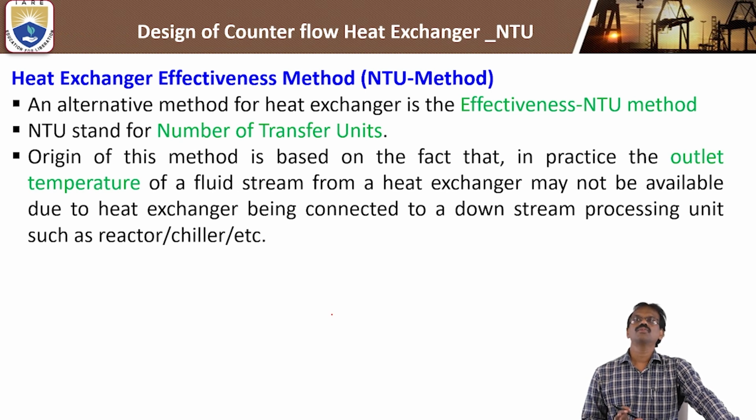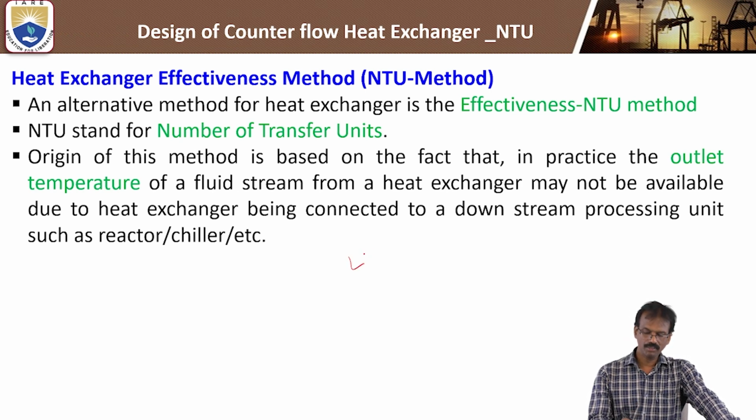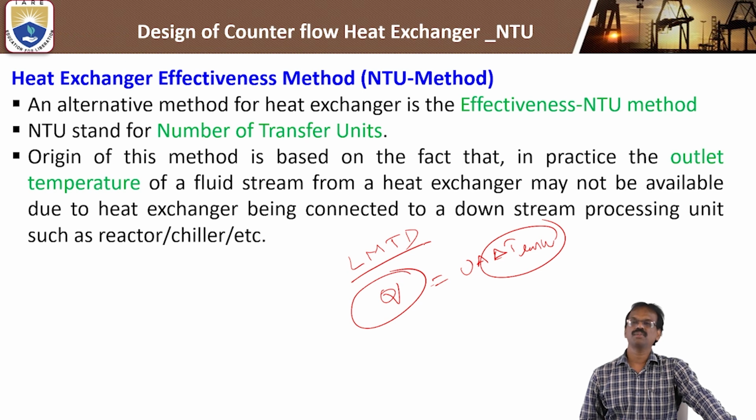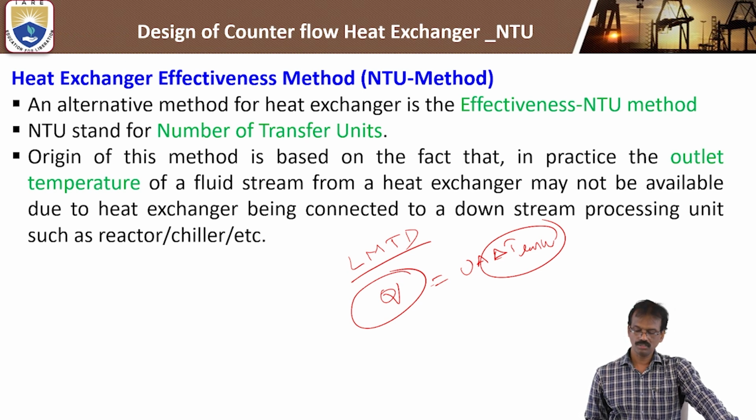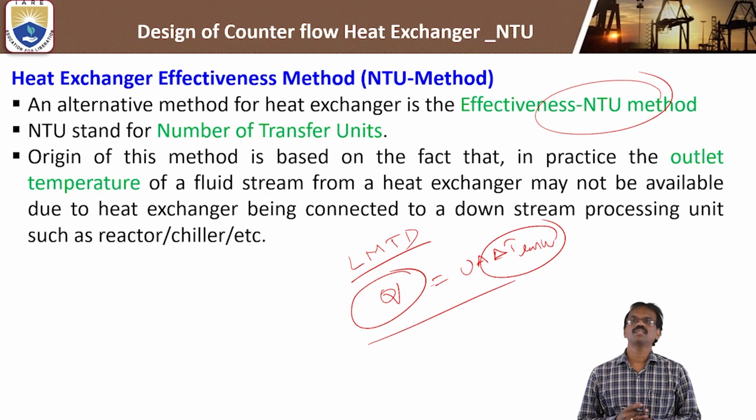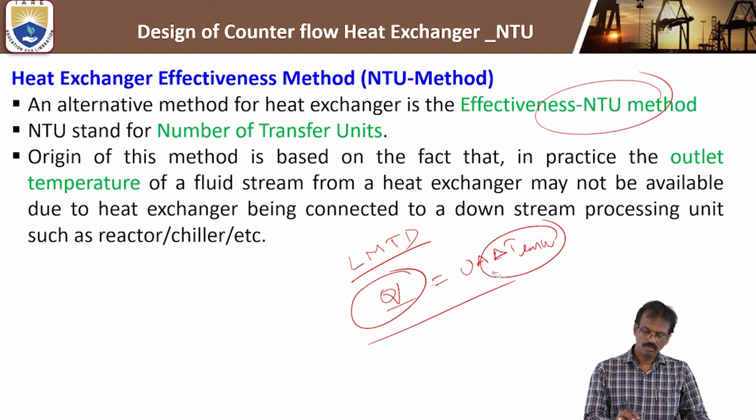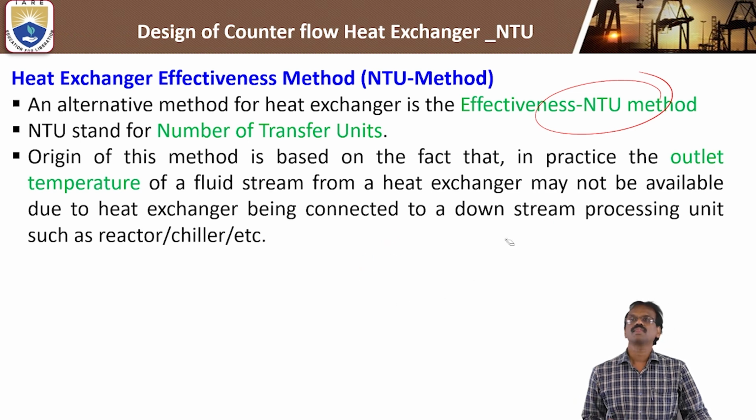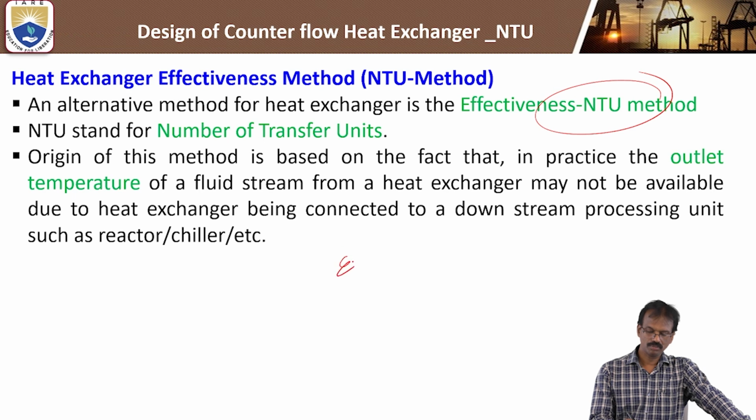So, in this case, we can't use the LMTD method for finding the Q value, the rate of heat transfer. You know the formula U A delta T LM. We are unable to find the delta T LM, the logarithmic mean temperature difference. So, in these cases, we prefer the NTU method. Okay. So, by the NTU method, we can find the rate of heat transfer without any outlet temperatures. Okay. So, we will see how to find the effectiveness by the NTU method.